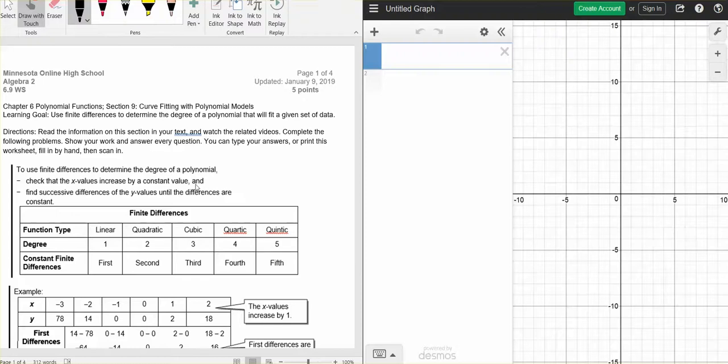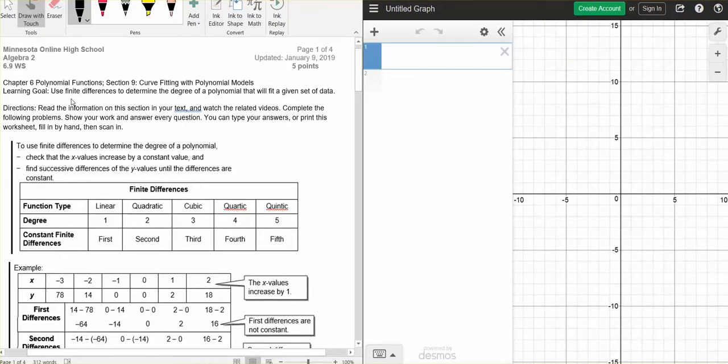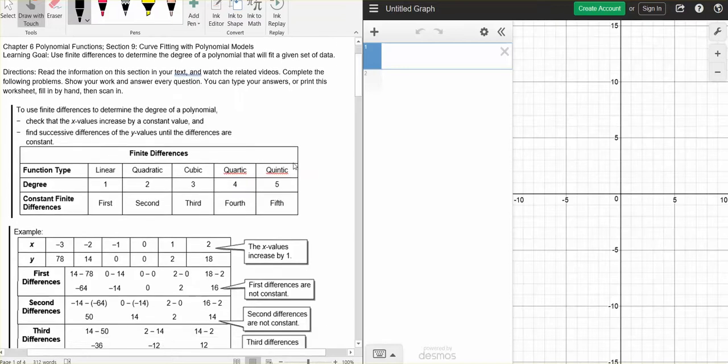This is Ms. DB, and this is just a short video on how to do a couple of the problems from the 6.9 worksheet. We will be using Desmos to do some regression to find the best function that fits some polynomial models, some data.